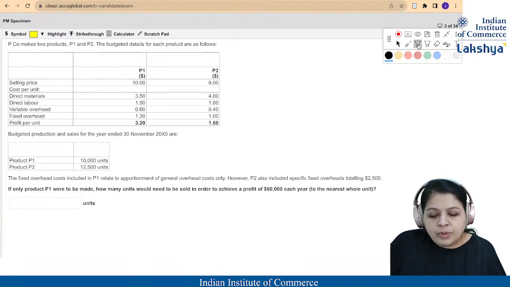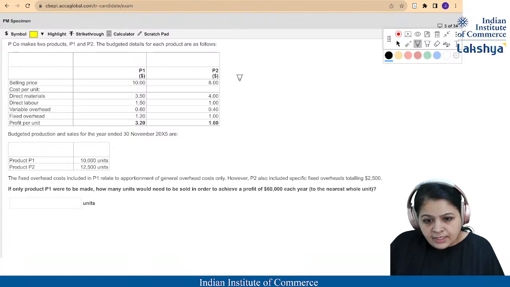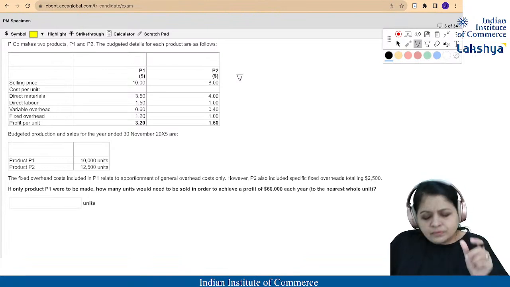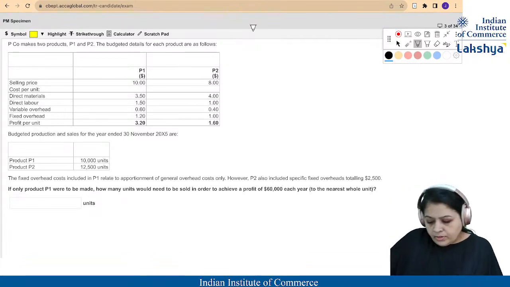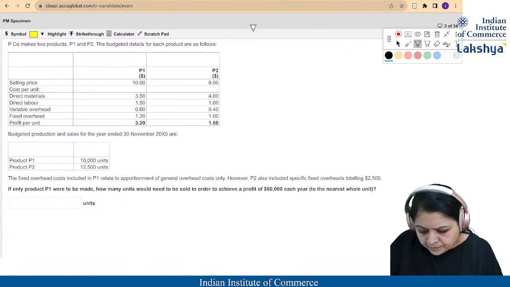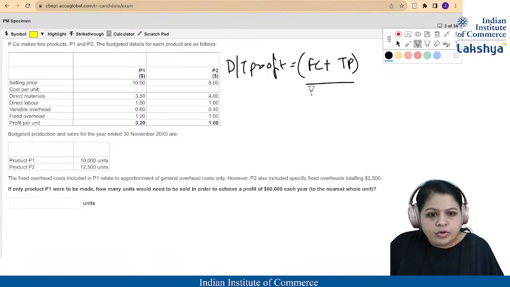If only P1 were to be made, how many units would need to be sold to achieve a target profit of 60,000 each year? Even this is something which is sometimes lost by students, where we talk about the target cost. The formula here is pretty simple. You find out your desired or target profit, you take your fixed cost plus your target profit and you divide it by the contribution. This is the formula.